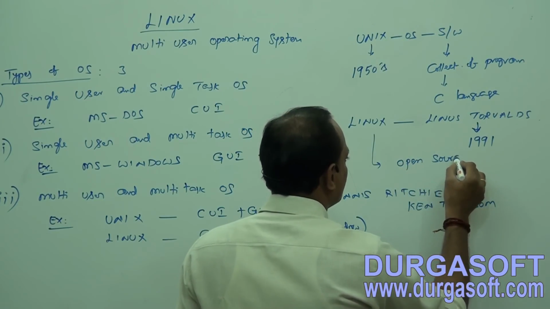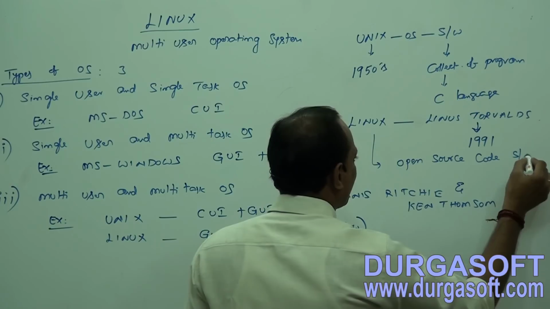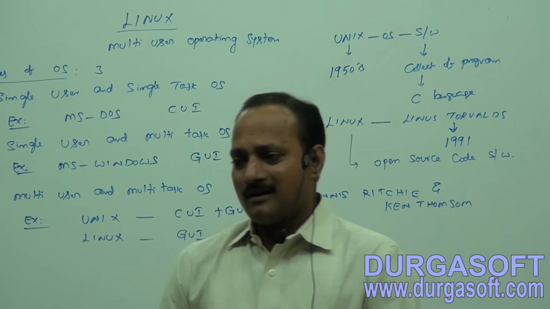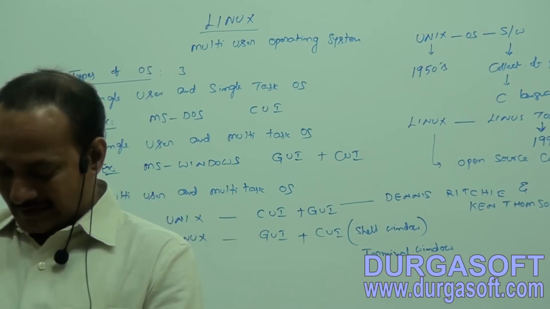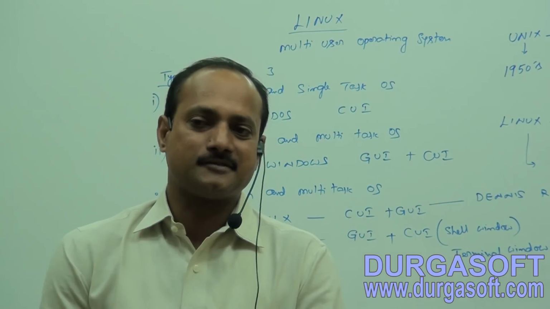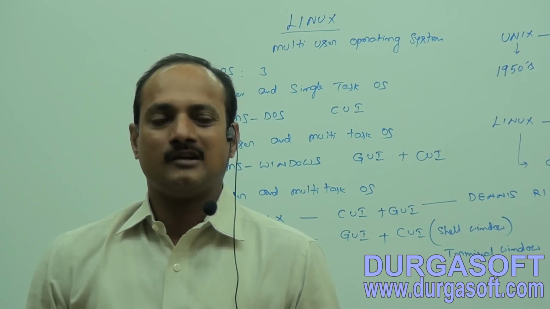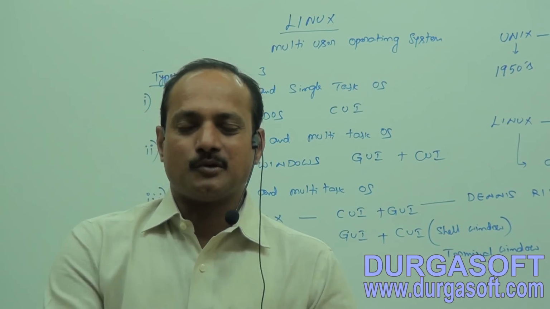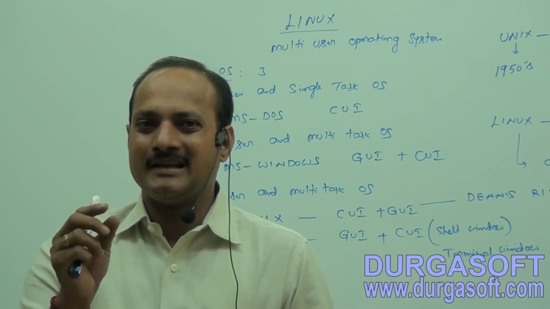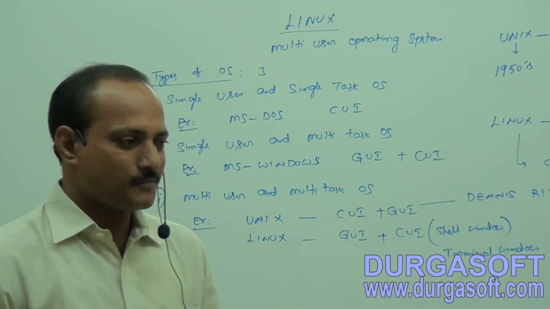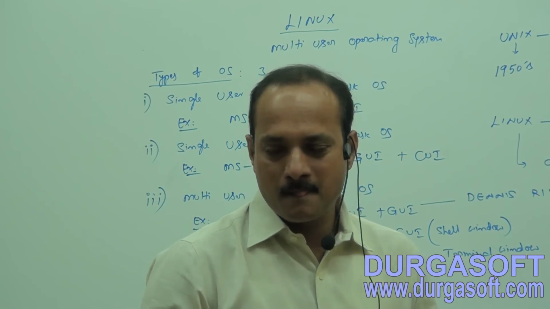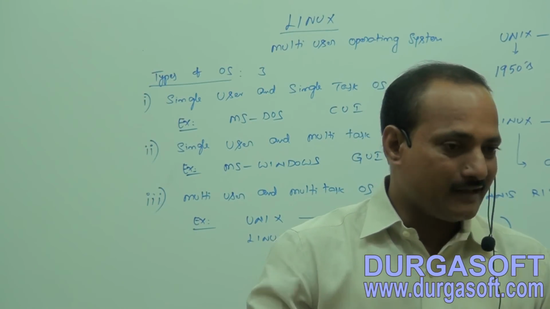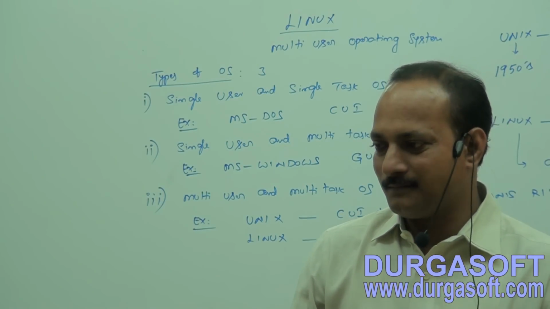Open source code software. What is meant by this? See, one of your friends knows Java language. They have developed a Java program. Your friend has given a Java program to you. Java program means only the executable code he has given to you. Are you able to modify the program? You can't modify the program. Why? Because we are unable to modify the executable code of the program.